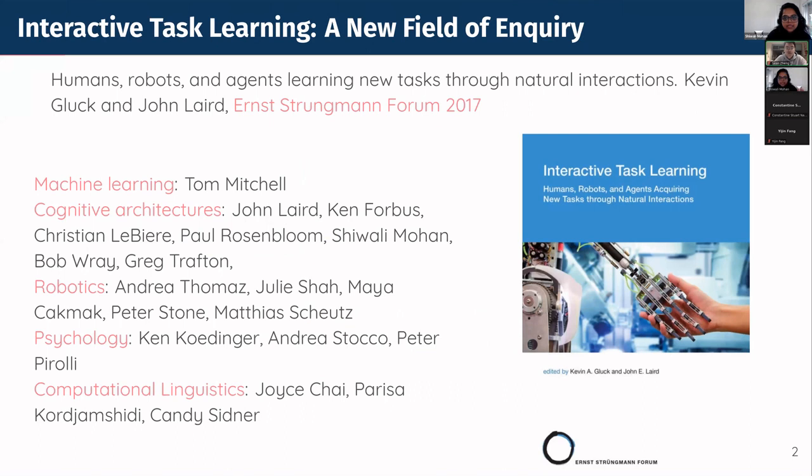In 2017, scientists from very different fields got together to define what interactive task learning should even be. There were people from machine learning, cognitive architectures, robotics, psychology, and computational linguistics, and the output of that 3-day workshop was this book that defines what the problem is, what the current challenges in developing such systems are, and how we can move forward. As we go through this talk, you will realize there's no ChatGPT here.